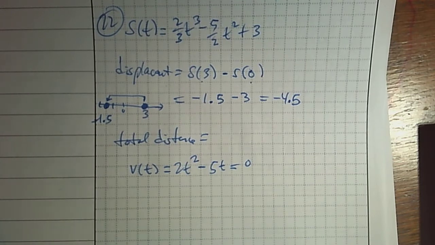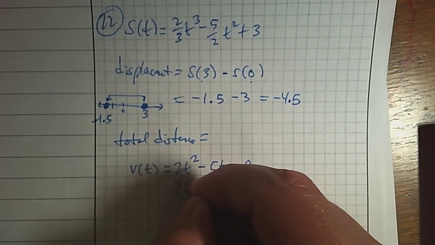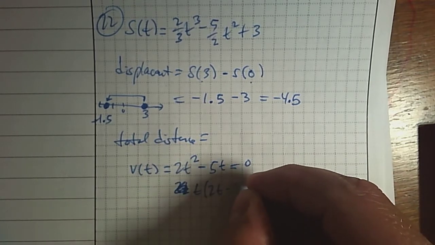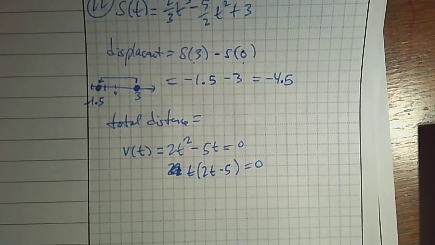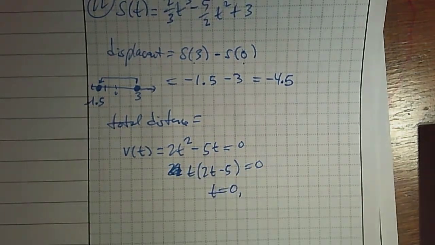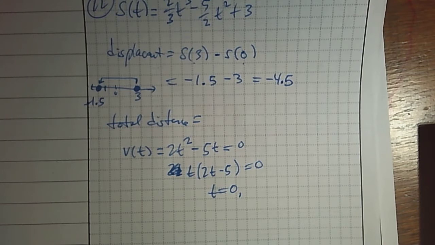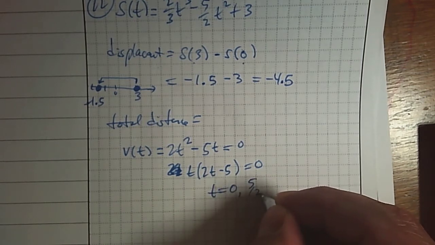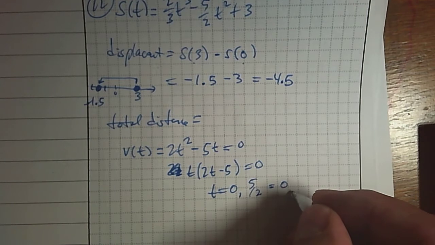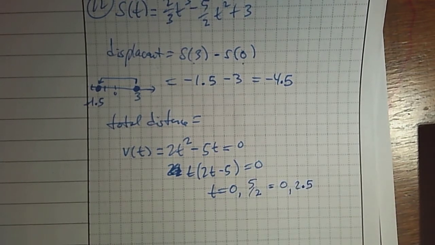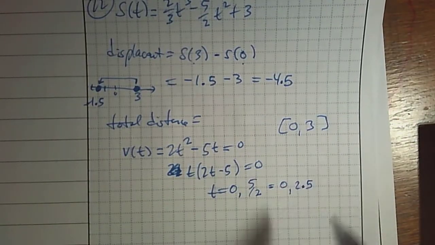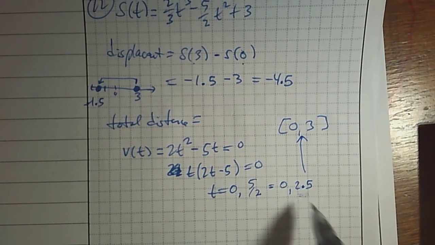I want to make it equal to 0. I want to solve it to know when the particle is at rest. So I'm going to factor out a t, so that's 2t subtract 5. So one answer is 0, so the particle is at rest at 0. But I want to know if the particle is at rest somewhere between 0 and 3 for time. So the second one is you would add 5 and divide by 2. So 5 over 2 is the same as 2.5. And the reason I'm writing it as 2.5 is so that you can see 2.5 is between 0 and 3.